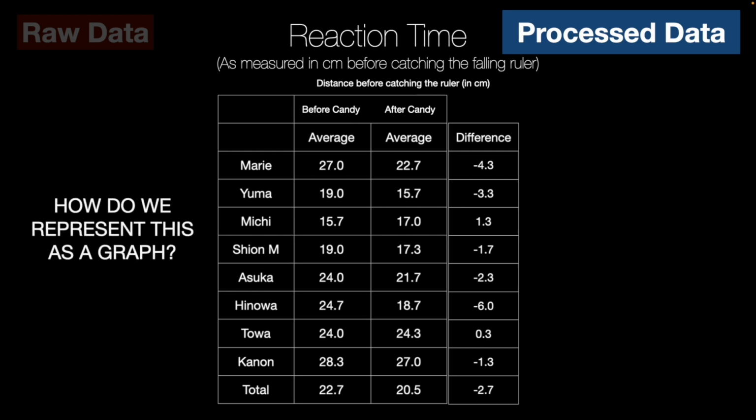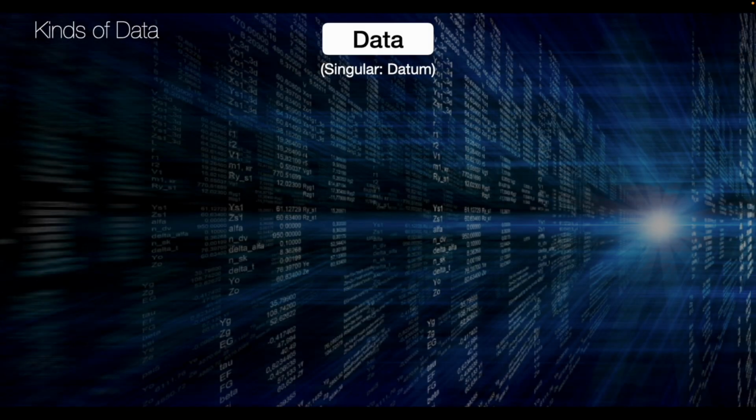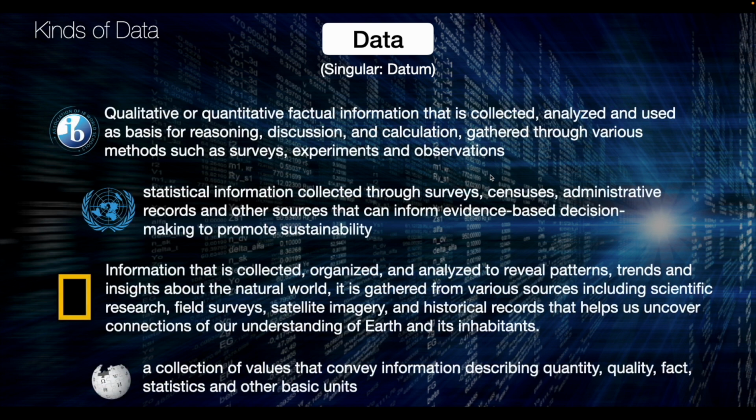But how do you represent this into a graph? To choose the right kind of graph, you have to understand what is the kind of data that you are dealing with. Here we have what we call nominal data, and we also have numerical data. If you don't understand this, it would be important for you to have a look first at what are the different kinds of data. By definition, data is a plural word that is the plural version of datum.